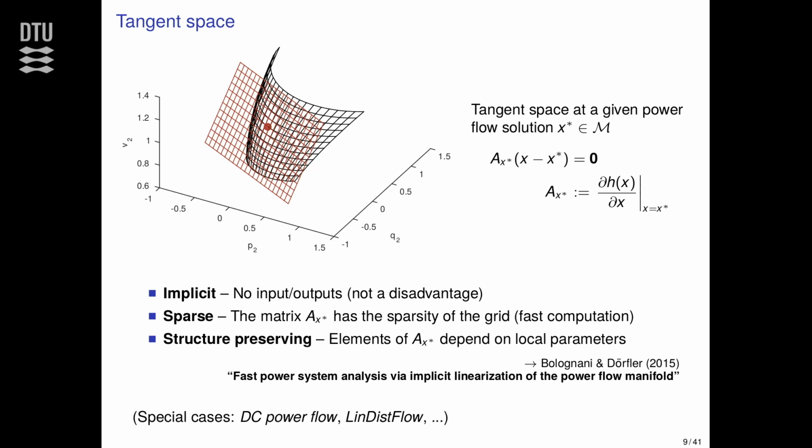The matrix A turns out to be sparse. So if you have a very large network, this is very fast to manipulate if you have the proper numerical routines. And it's structure preserving, which means that the elements of this matrix A depend on the parameters of the grid in a local manner. If you change one line in your network, you will only have to change a limited number of elements in this matrix A. If you want to see how to construct this matrix A, there is a very short paper, to be honest, where this is explained with exactly the mathematical formulas that you need to use to construct this linearization.